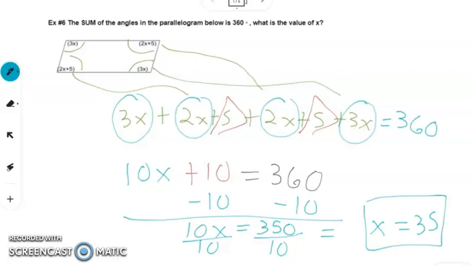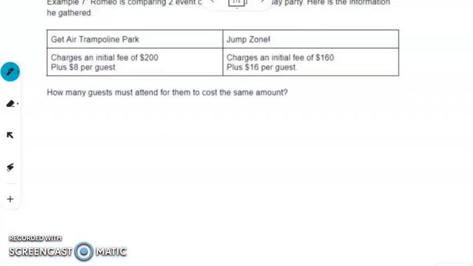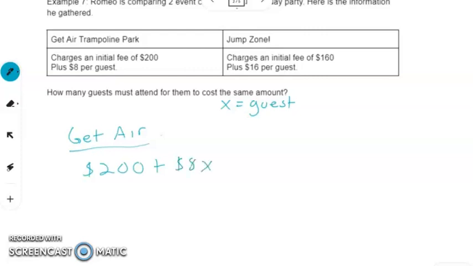All right, let's go ahead and look at example 7. And you guys can pause this video and play it if you need to. So with example 7, we have Romeo comparing 2 events for his birthday party. Here's the information he gathered. He can either go to the Get Air trampoline park or he can go to Jump Zone. So if they charge an initial fee of $200 plus $8 per guest, I'm going to say that the guests are going to be called x. So I'm going to get 8x.